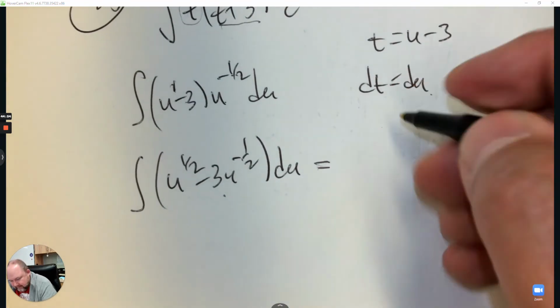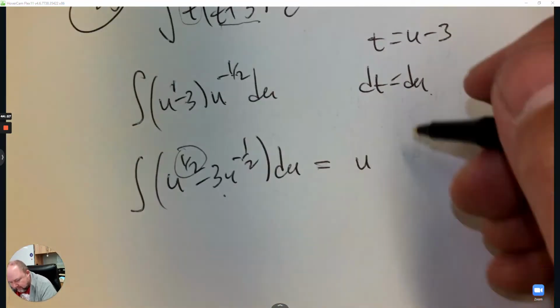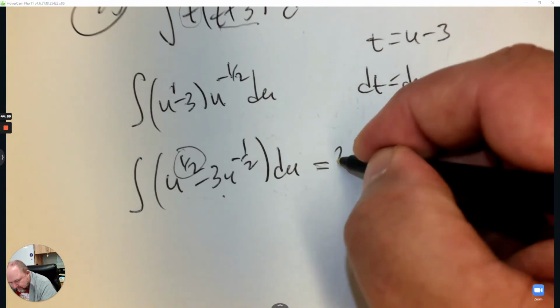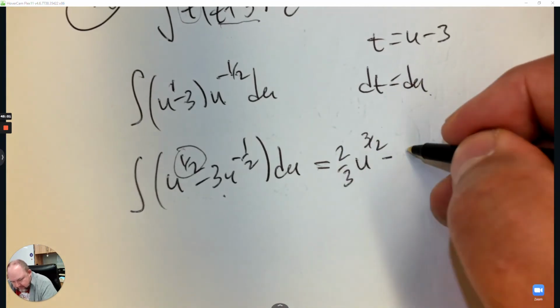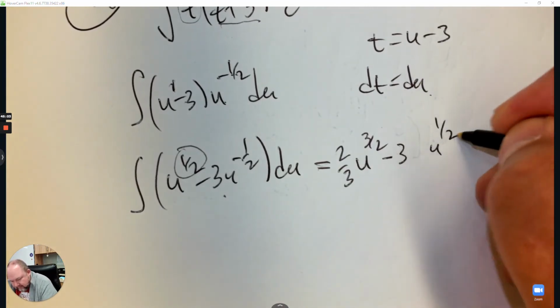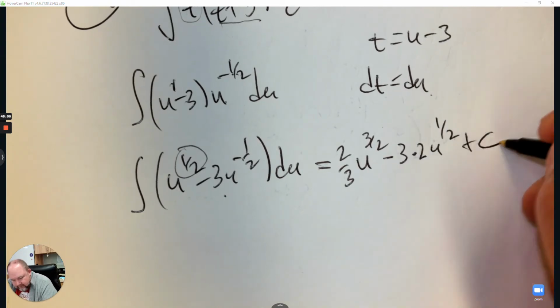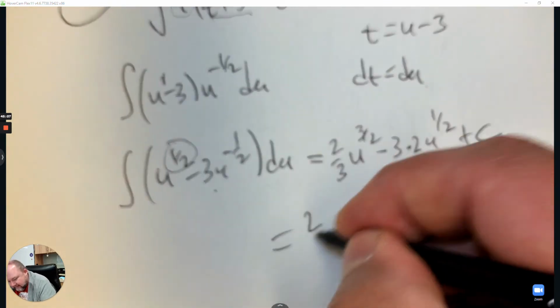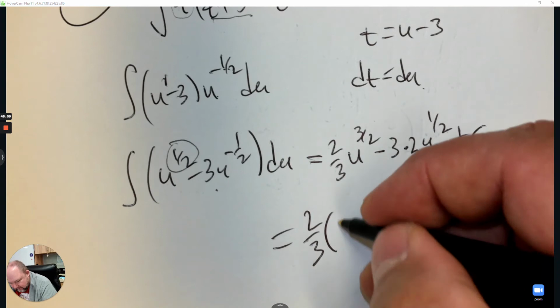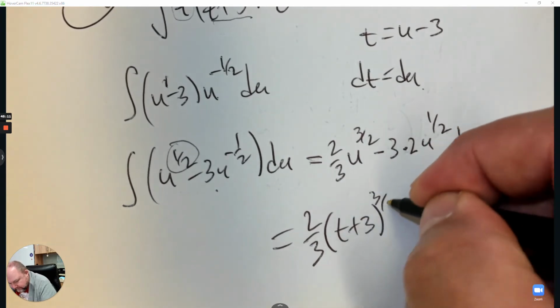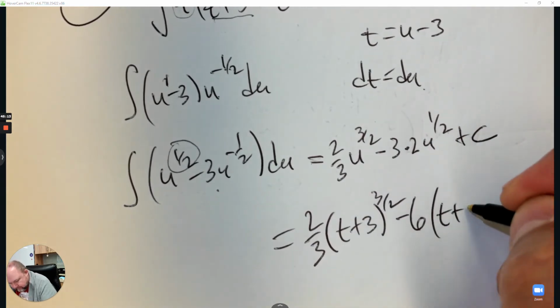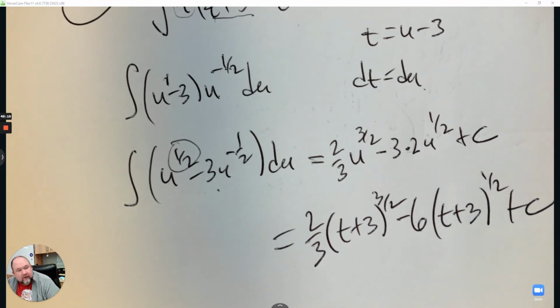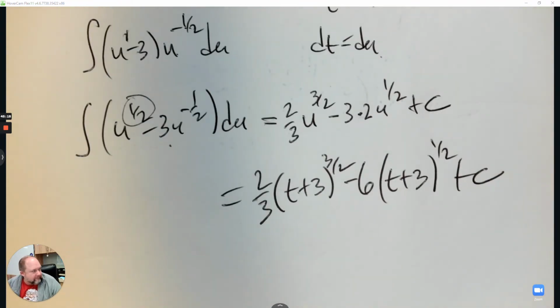And now the antiderivative. So add 1 to the exponent, and then the reciprocal. Add 1 to the exponent and the reciprocal, and then your children. And then at the last step, plug t back in. So it's t plus 3 is u. And you did the antiderivative.